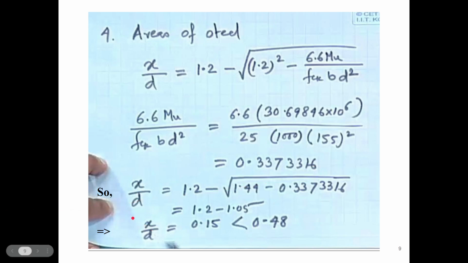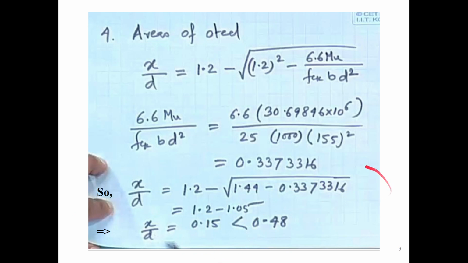This comes to be 0.3373316. Therefore, x by d will come to be 1.2 minus square root of 1.44 minus 0.3373316, which comes to be 0.15. That is less than the limiting x by d ratio, which is 0.48 for Fe415 steel. So this condition is also satisfied, and this also means that the section will be an under reinforced section, because it is less.